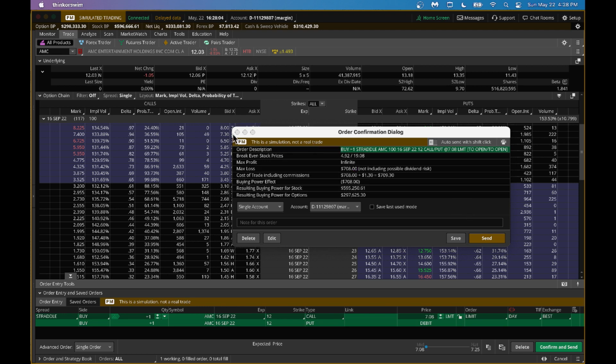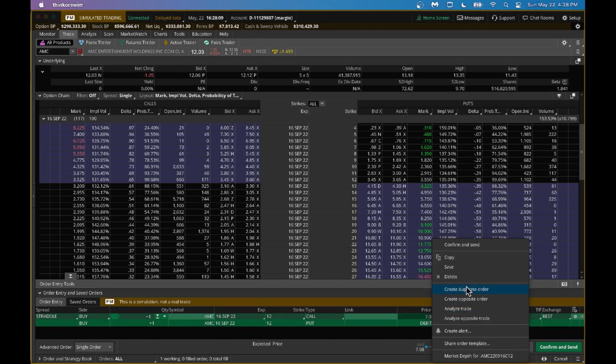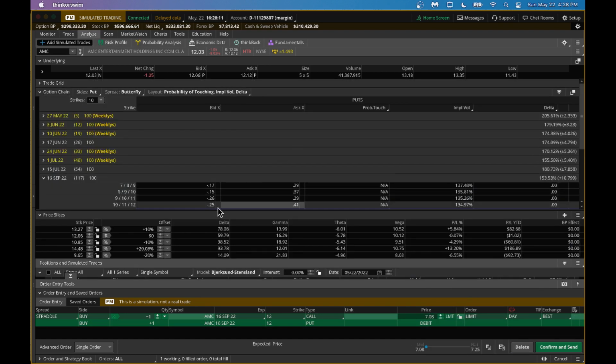What we'll do now is look at the profitability by looking at the Analyze tab. All right, let's go into the Analyze tab here. We've got our trade, which is AMC here. And let's go to profitability analysis.